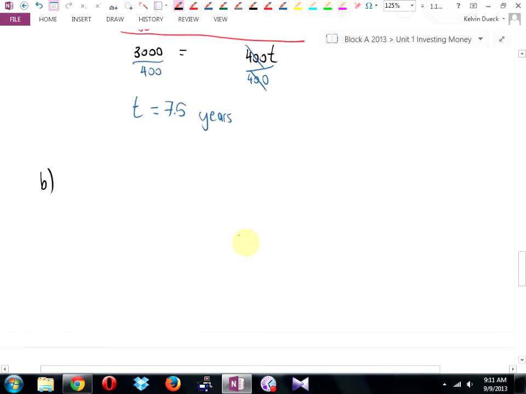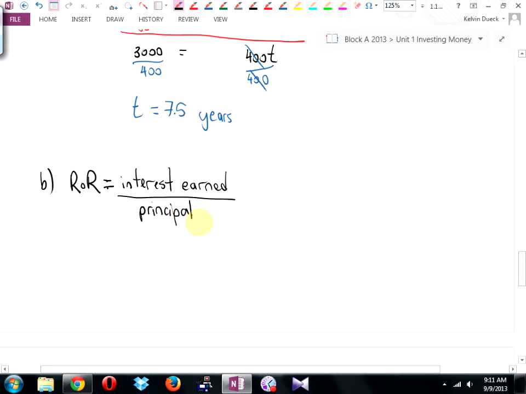So let's look at B here. The rate of return, how about capital R, lowercase o, capital R, rate of return? That's going to be the interest earned at the end, the final amount, divided by the initial. Fancy word for that is the principal. Times 100. What was the principal? How much was invested? What did we start out with? 5,000.